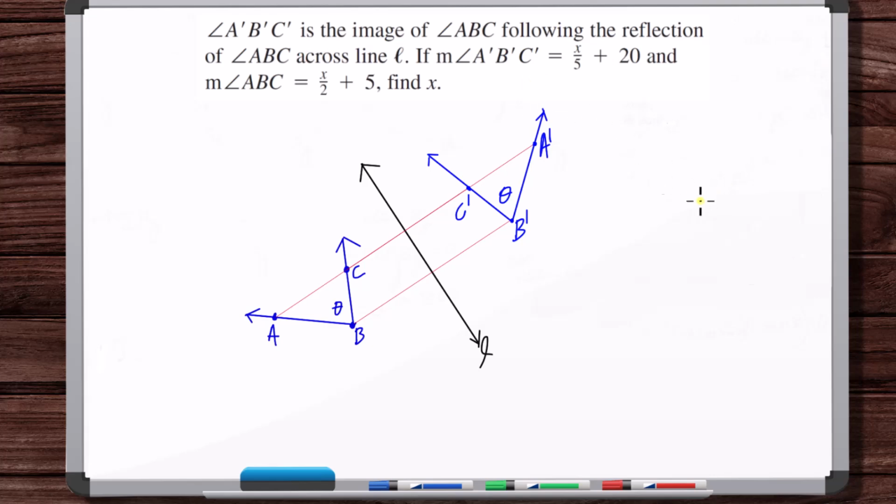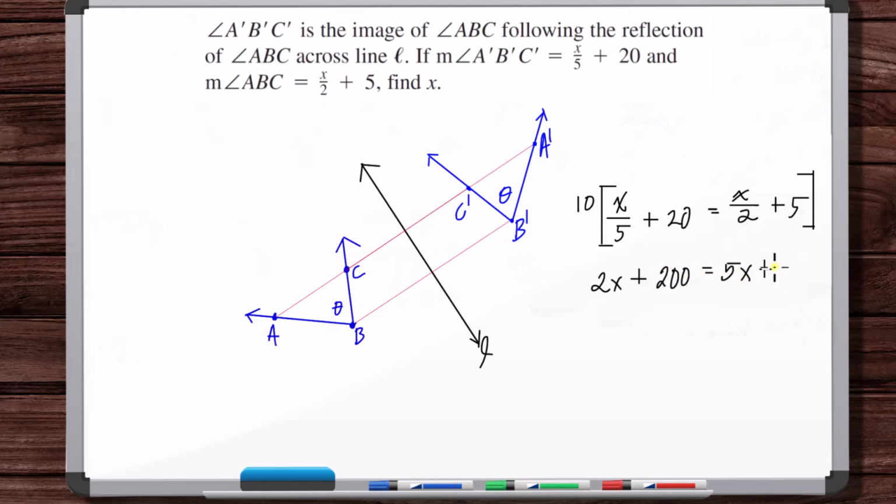So to find x, we just need to set these two angles equal to each other. So x divided by 5 plus 20 is equal to x divided by 2 plus 5. So let's multiply this entire equation by 10. So we've got 2x plus 200 is equal to 5x plus 50. So subtracting 2x from both sides, we've got 3x plus 50 is equal to 200. So 3x is equal to 150. x is equal to 50.